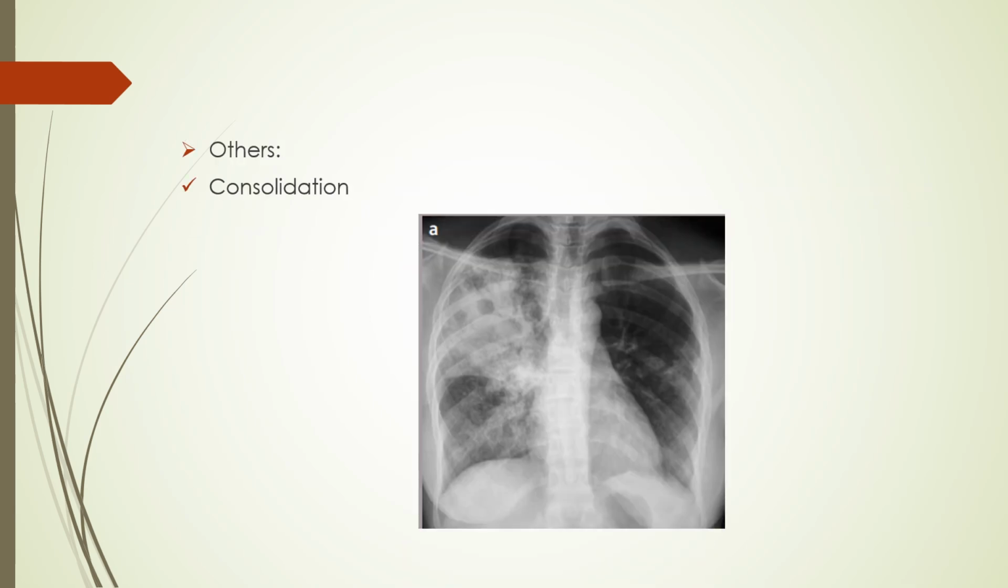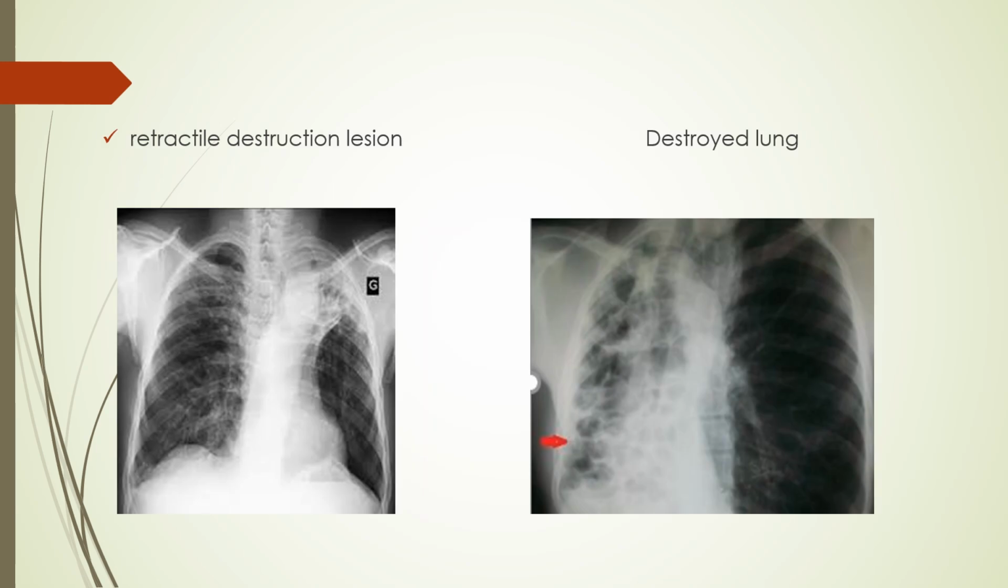The other chest X-ray signs could be a consolidation like in pneumonia, or a retraction or distraction, which is located here in the upper part of the left lung, or we could have all the lung destroyed.